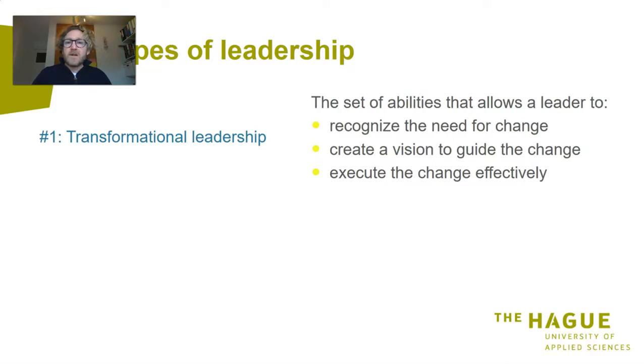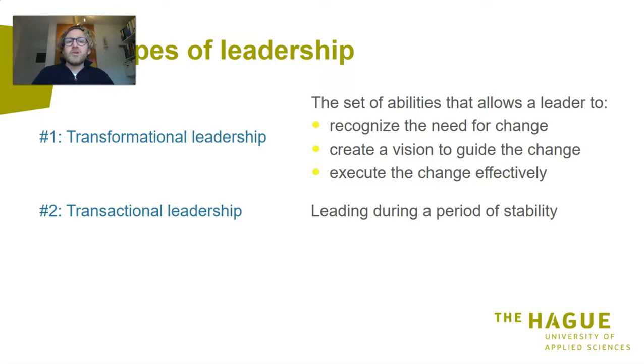The next type of leadership is transactional leadership. This is more for leading during a period of stability, where the 2 examples I gave before will continue to transform. But after you have the transformational part, it's quite clear that you might want to have transactional leadership. So these are leaders who can keep the boat going, but they will not change. So during a time of stability, these are excellent leaders.